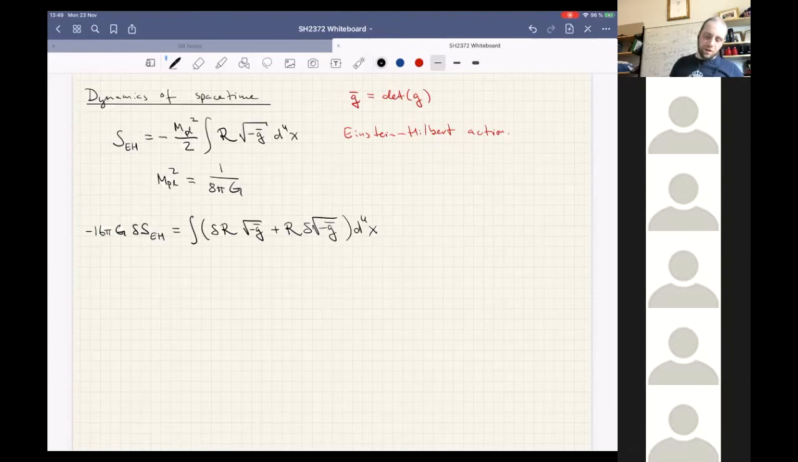So the question is, what am I going to vary with respect to here? The easiest thing, it turns out, is that we're going to have the variation with respect to the inverse metric components. So I want to write everything in terms of how I would vary the inverse metric components. Now this is of course the same thing as varying the metric components, just in a different basis. But for our purposes, it will be easier to vary the inverse components of the metric.